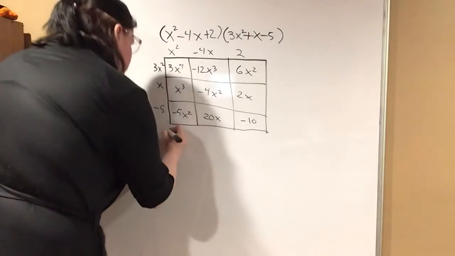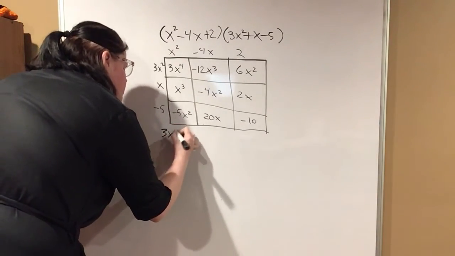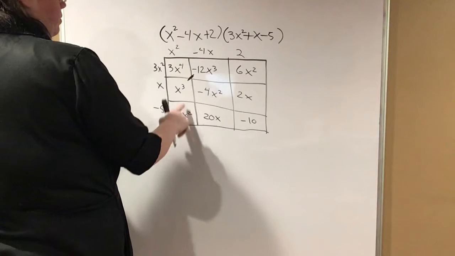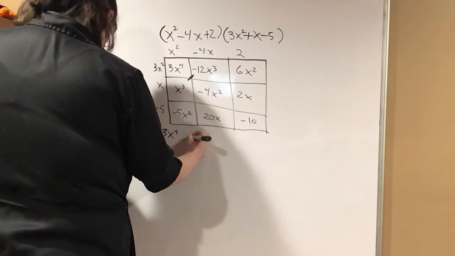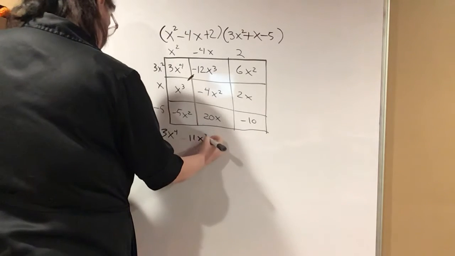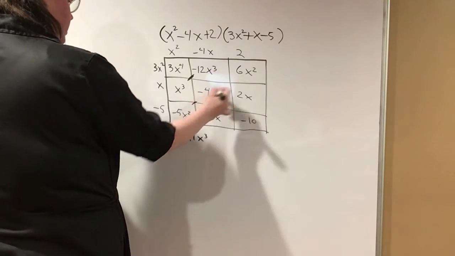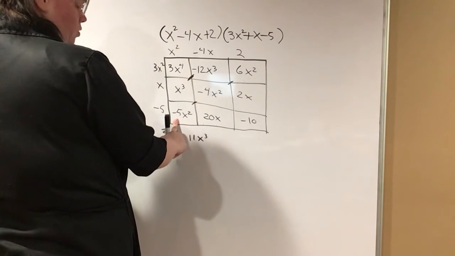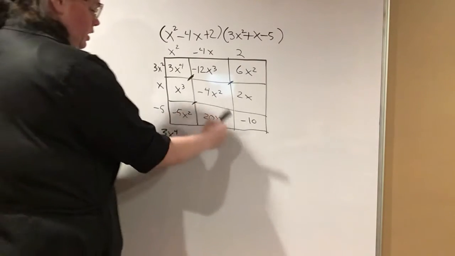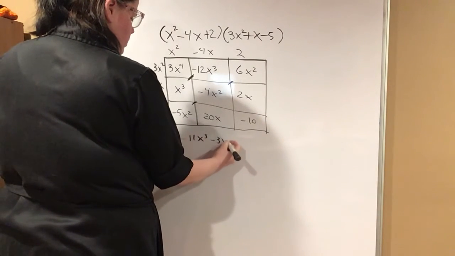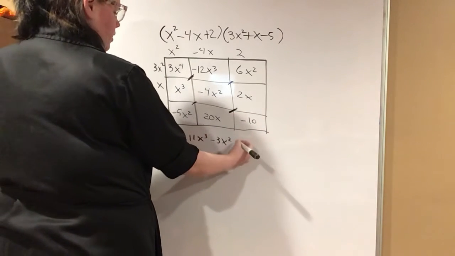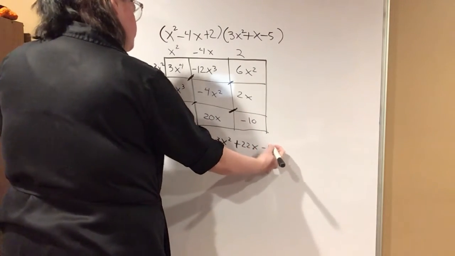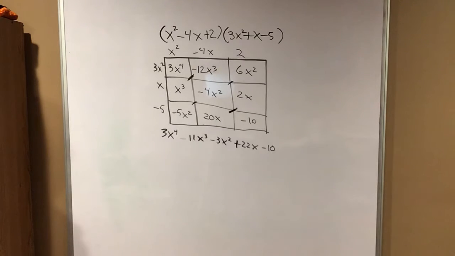I know that I'm going to be left with 3x to the 4th, so nothing combines with that, but these two can combine. So negative 12x cubed plus 1, negative 11x cubed. Combine this guy and combine this guy. I'm going to do the 6x squared minus 5x squared, which gets me to x squared. And then minus 4x squared should get me to negative 3x squared. Right here, get positive 22x, and then minus 10. And that is now multiplied together.